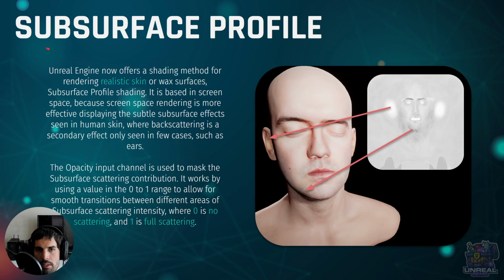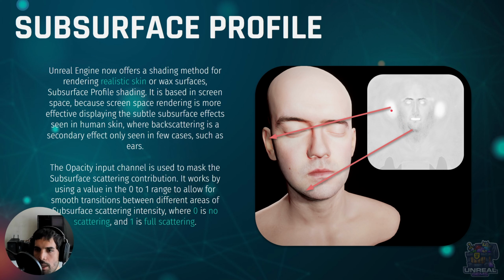So Unreal provides us with the subsurface profile type of material, which allows us to render realistic skin in Unreal Engine. So we can also do wax or jade or whatever we want. This is a technique based in screen space because it is adequate for real time, and because the effects of subsurface scattering in human skin are quite subtle. So in these cases, we only have backscattering, for example, in the ears. We are also using a thickness map, opacity map, or a scattering map.